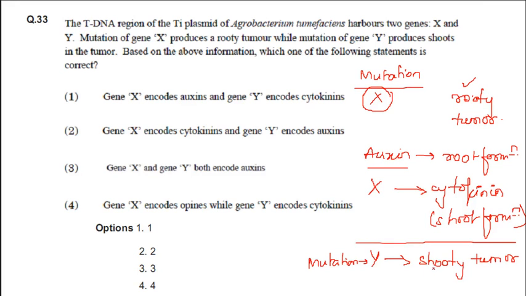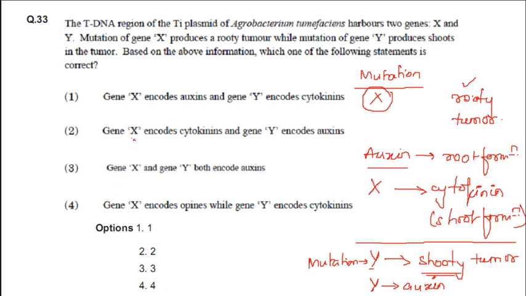So here the root formation gene will be the gene for auxin synthesis. So here Y will be auxin, because when auxin is mutated, no root formation. When cytokinin is mutated, no shoot formation. So option C: gene X encodes for cytokinin and Y encodes for auxin. Okay. Next question. Now let's see here.